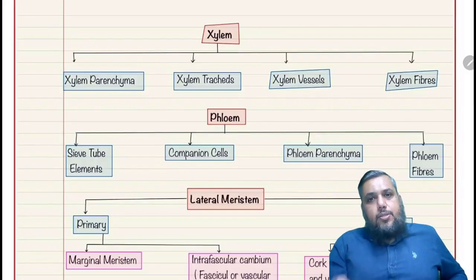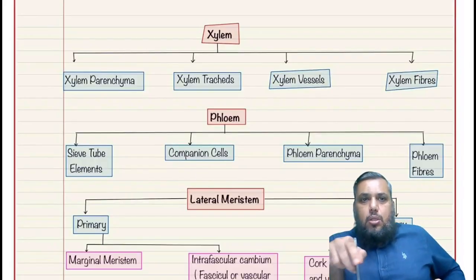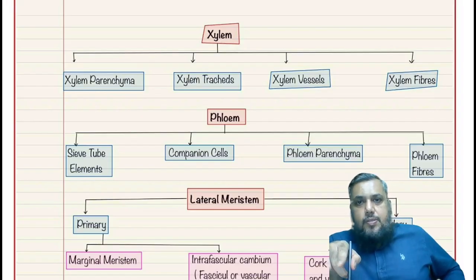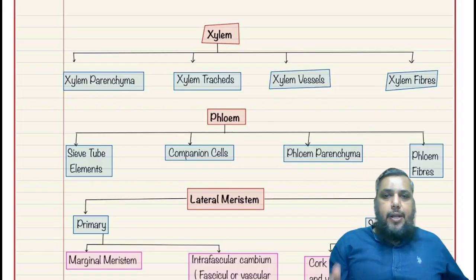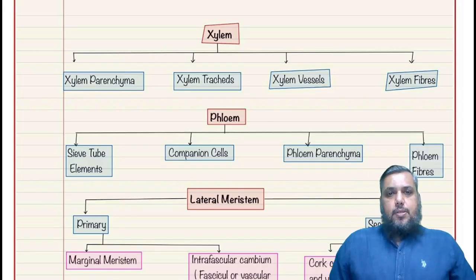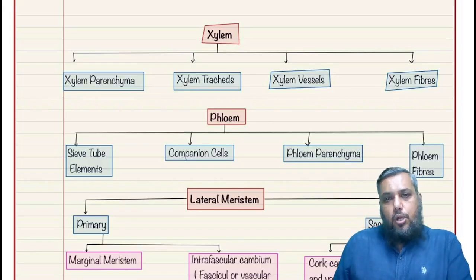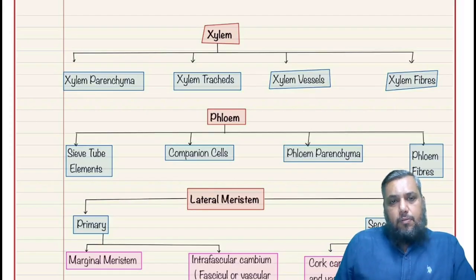Xylem is a complex permanent tissue which is further made up of xylem parenchyma, xylem tracheids, xylem vessels, and the xylem fibers. Phloem is made up of sieve tube elements, companion cells, phloem parenchyma, and the phloem fibers.